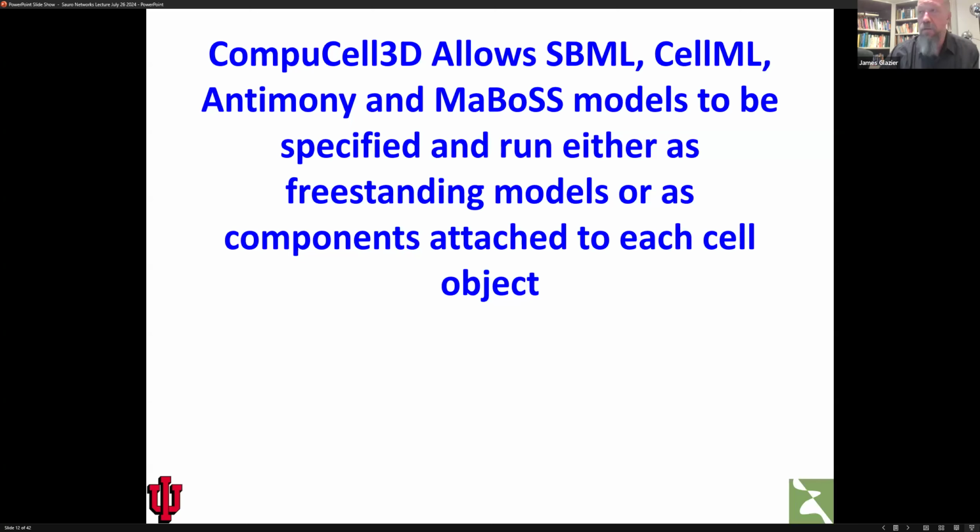Since people have been doing networks, you could specify your networks with SBML, CellML. I don't know if I'm allowed to say CellML in this environment. Antimony, if you like Boolean networks, you can use MaBoSS. And you can run those models either inside of individual cells, so you'd have many replicates of the same model, interacting between cells, or as freestanding models to represent the global information system.